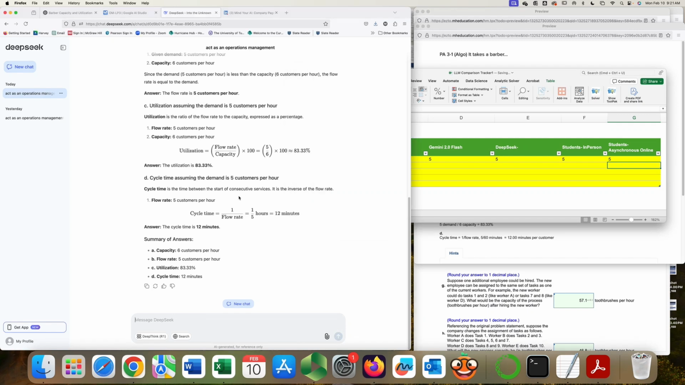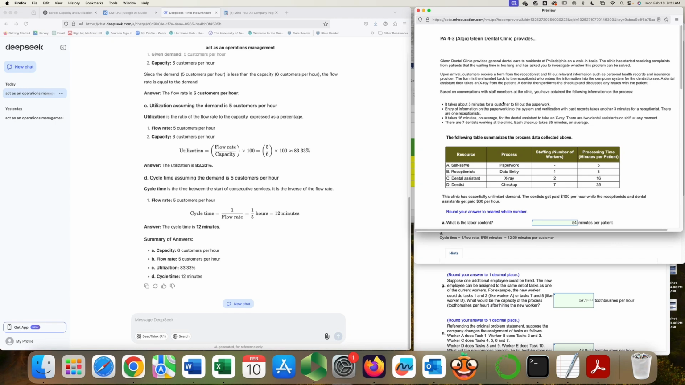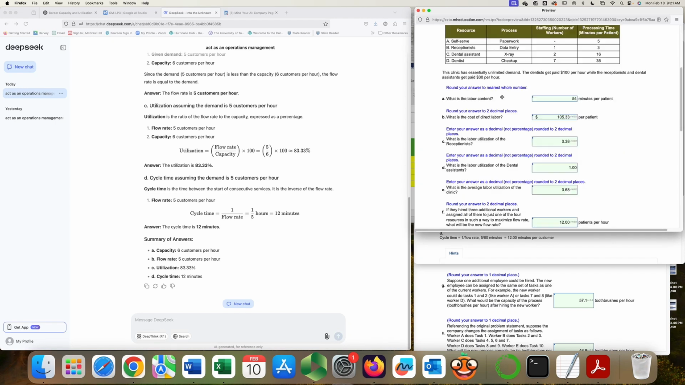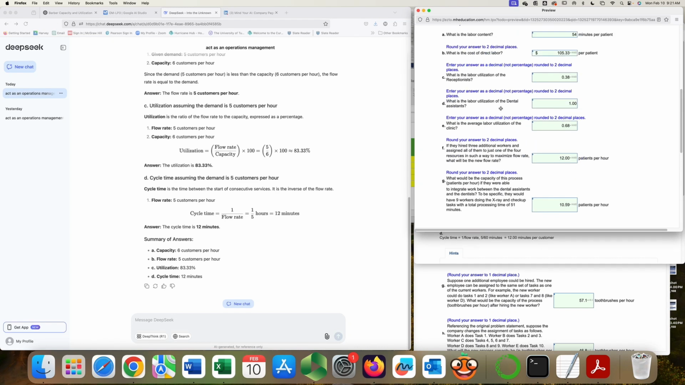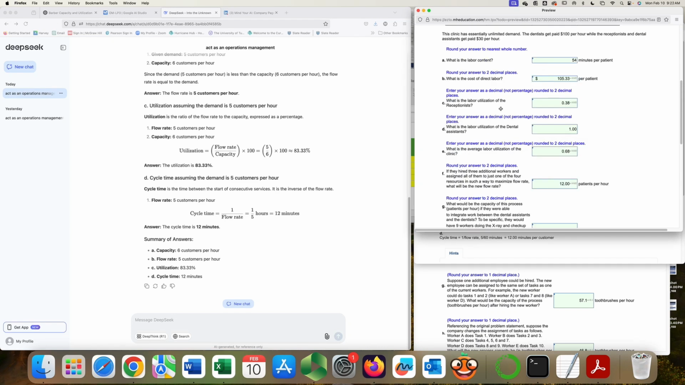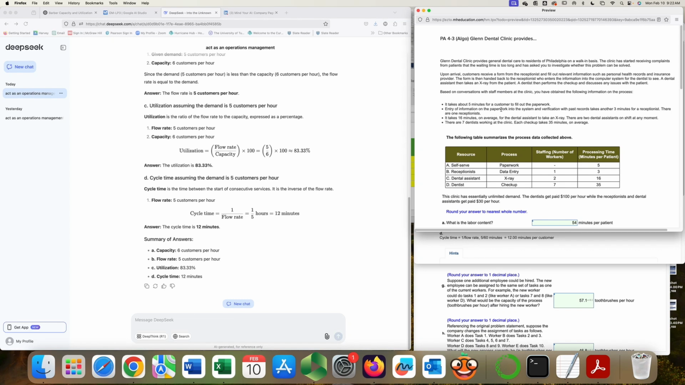So let's move on to the second one. This is a bit complex. As you see, it has more parts, from A to G. This is a dental clinic, and it has the paperwork and also the verification, and then the dental assistant, and then the dentist.